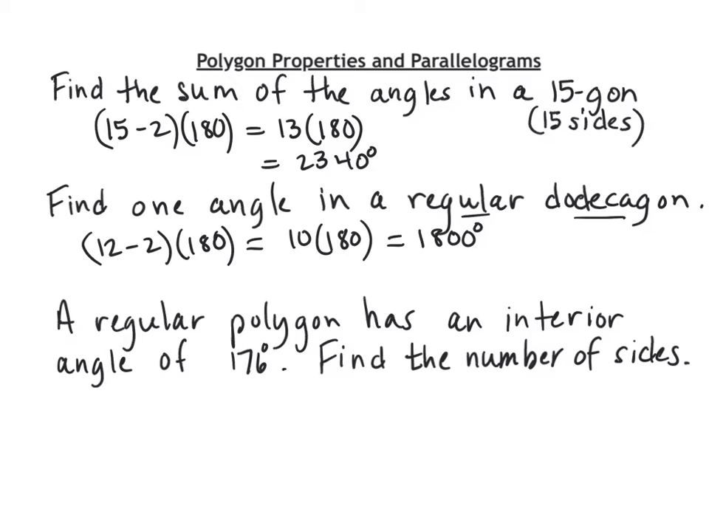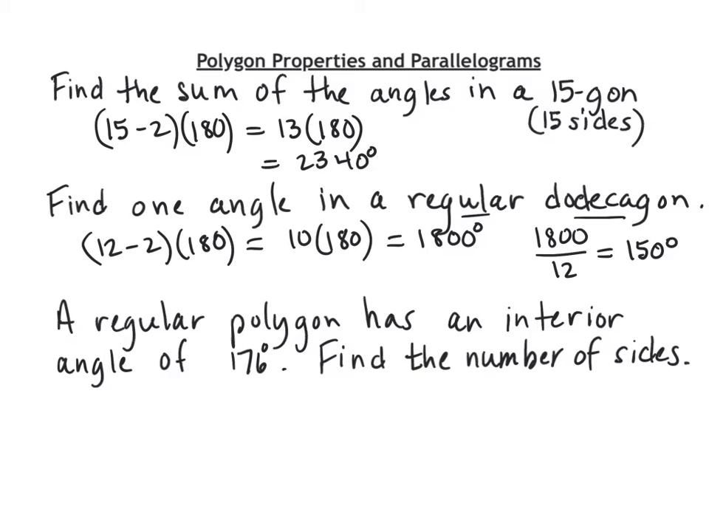So all I need to do is take the sum of all those angles, that's 1,800 degrees, and divide by the number of angles, which is 12, and I get one angle. And that happens to be 150 degrees.